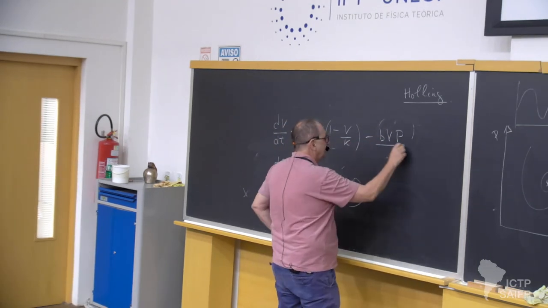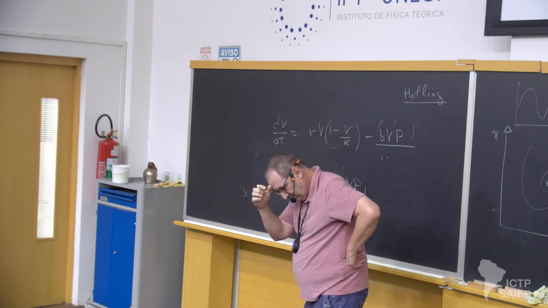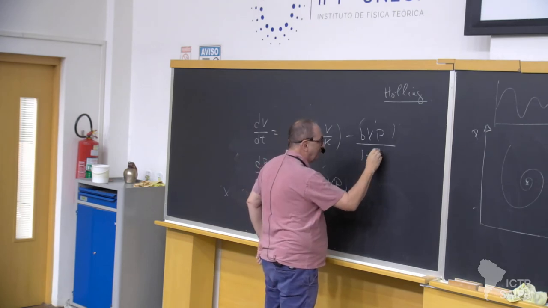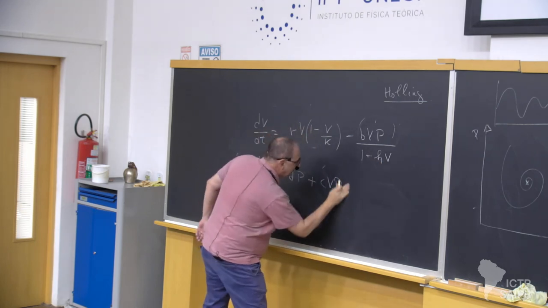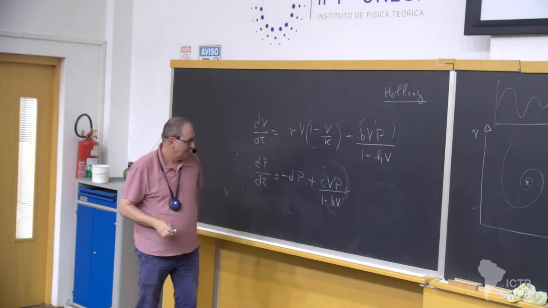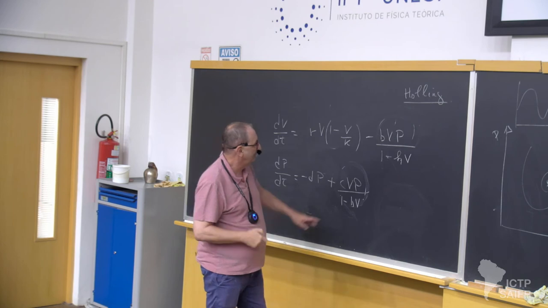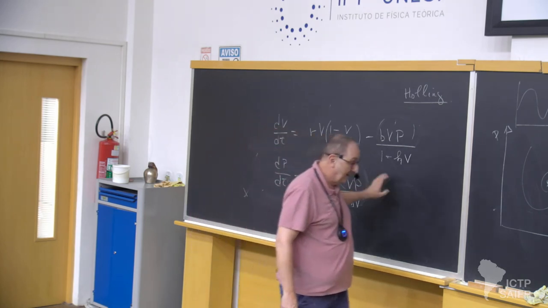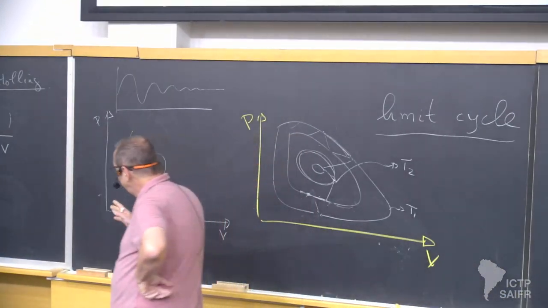where you get something like, oh, is there a square root? No, there's no square root. 1 minus some constant times V here, and the same thing here. Is it correct? I didn't take a note of that. Let me see if P is constant. Yeah, I think that's it. So this means the following.